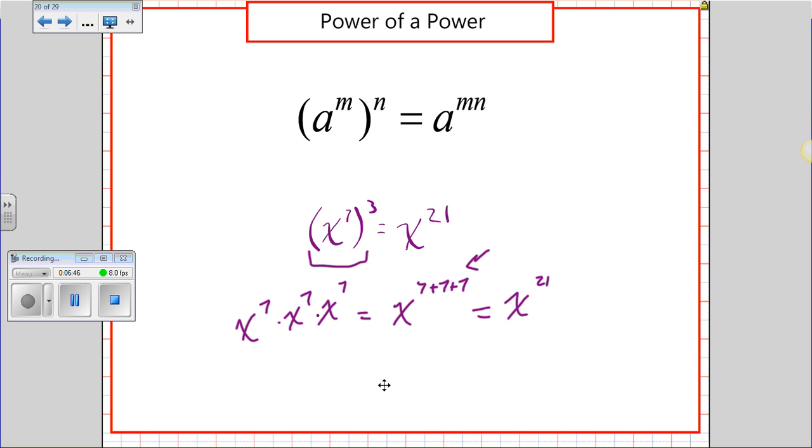So if I take x to the 4th and I square it, I should get x to the 8th.